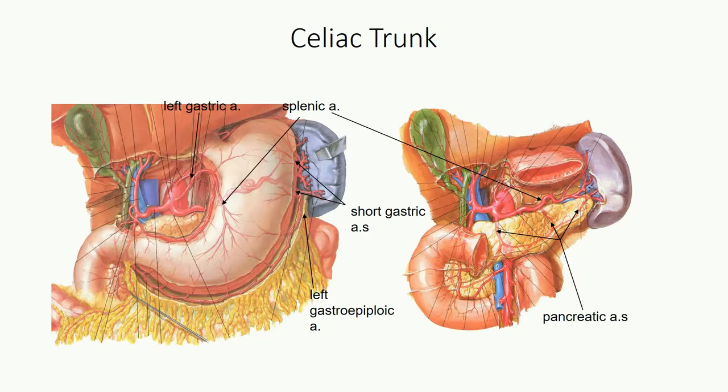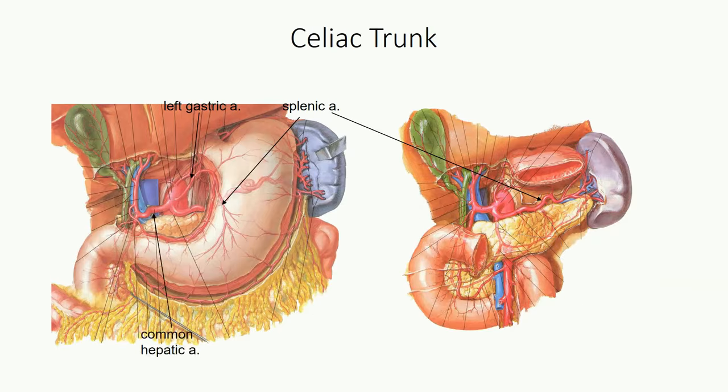Next, we have the common hepatic artery. So this is the third branch to come off the celiac trunk, and this is going to move to the right of the body, and it's going to be the principal blood supply for the liver. As it runs, similar to what we saw with the splenic artery, we do see some additional branches that we have to be conscientious of.